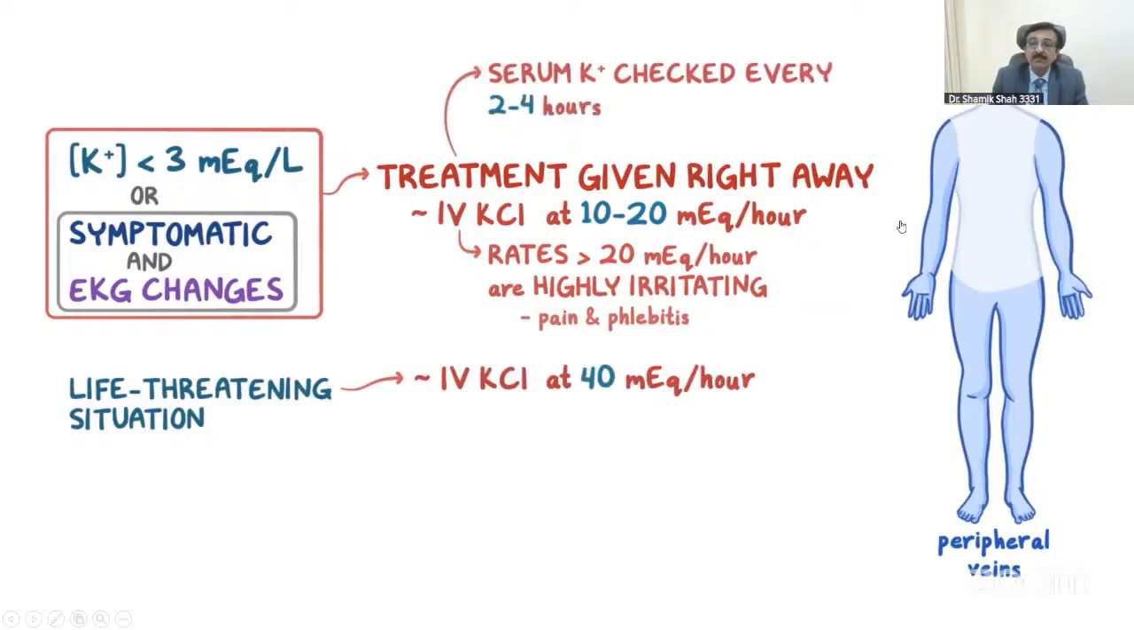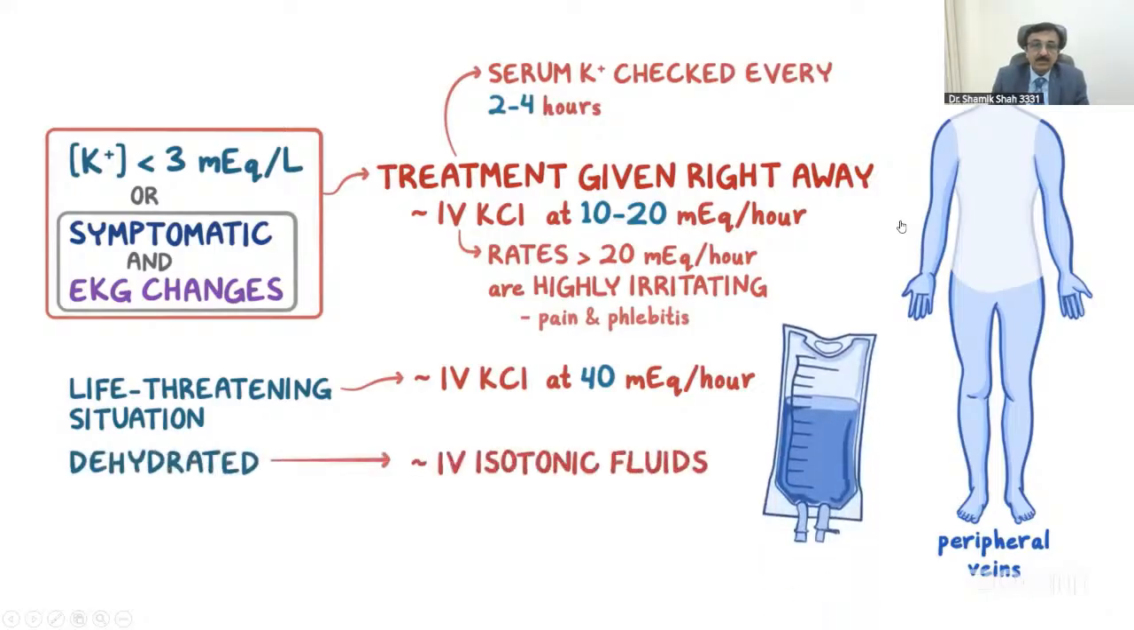Serum potassium is checked every 2 hours to see how much the potassium is corrected. If of course the patient is dehydrated, we have to give IV isotonic saline as well with the KCl which we are giving to the patient.